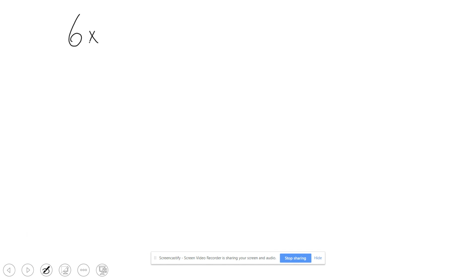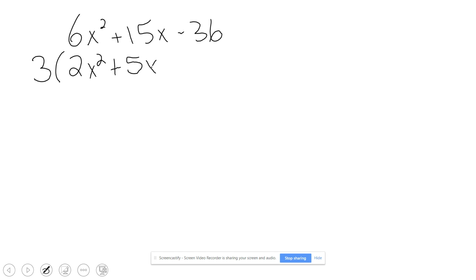So the next one we have is 6x squared plus 15x minus 36. So I'm looking at 6, 15, and 36, and I'm thinking, our common factor is going to be 3. 6 divided by 3 is 2x squared. 15 divided by 3 is 5x. 36 divided by 3 is 12. Now we still have factoring to do, so 2 times negative 12 is negative 24. So we need two numbers that multiply to negative 24 and add to 5.